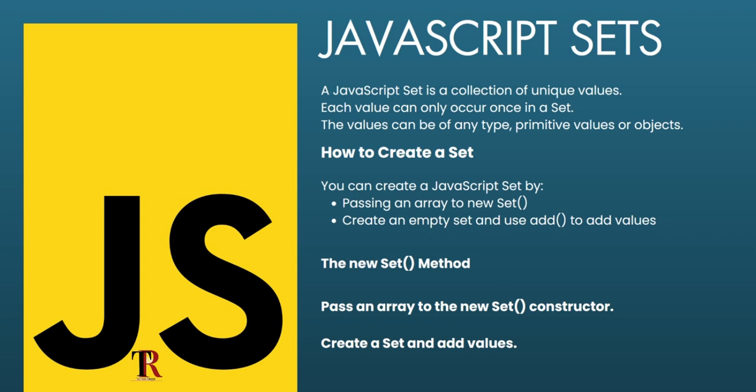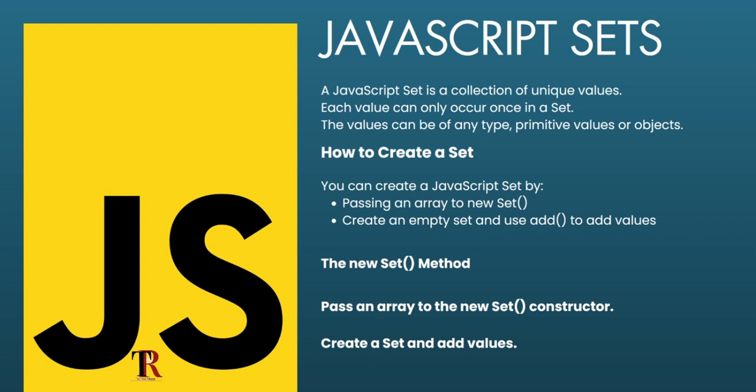So what exactly is a set in JavaScript? A JavaScript set is a collection of unique values. So when you say something is unique, it means that a single value, even if it appears twice, will only be counted as one because it has to be unique. So that's the meaning of what a unique value is. Now, each value can only occur once in a set. Which means that even if you have a duplicate of a value, JavaScript will see it as one.